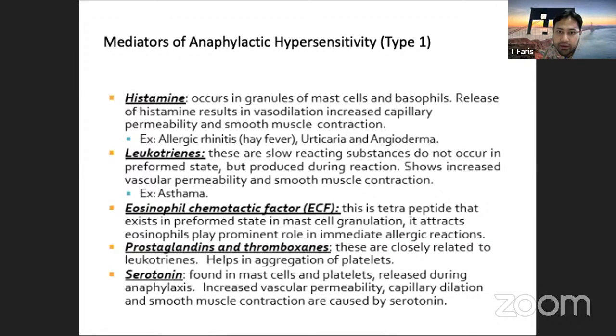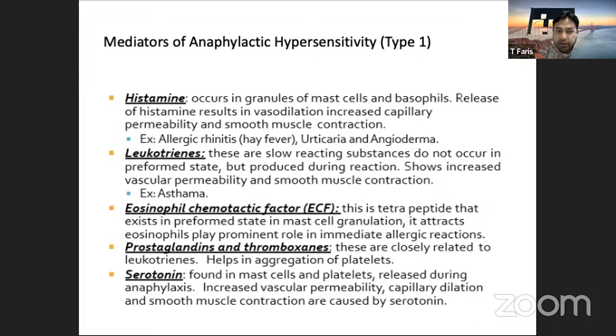ECF is a long peptide chain that exists in the preformed state. Preformed state means the structure is not complete, meaning they are partially ready molecules, not like histamine and leukotrienes, where there are full molecules that are already fully synthesized. Preformed state means they need another step to complete their structure. However, they also have specific functions. It attracts eosinophils and plays a prominent role in the mediation of allergic reaction.